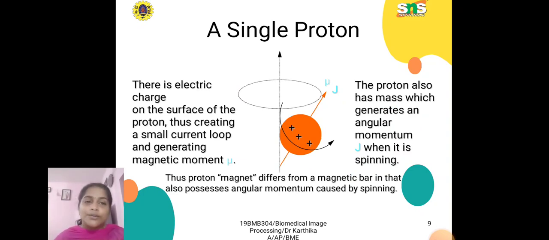Here, what is the role of a single proton? There is an electric charge on the surface of a proton, thus creating a small current loop and generating a magnetic moment. The proton also has mass, which generates an angular momentum when it is spinning. Thus, a proton magnet differs from a magnetic bar in that it also possesses angular momentum caused by spinning.